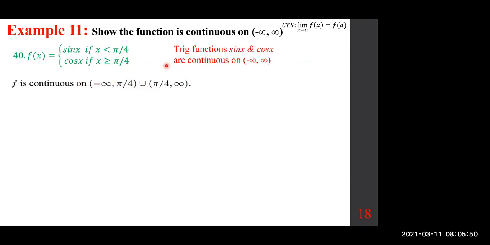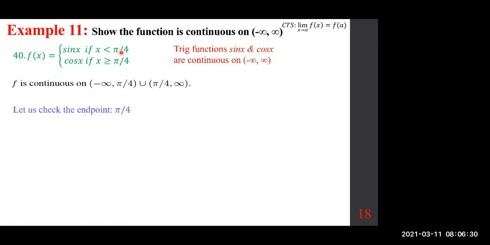Why? One more time. Sine is continuous from negative to positive infinity, therefore it's continuous from negative infinity to pi over 4, where x is less than pi over 4. Cosine, the same thing, is continuous from pi over 4 to infinity. Let us look at pi over 4, the endpoint: plug in and come up with the functional value for the bottom one, because of the equality. Then you take the limit as x approaches this endpoint, namely pi over 4.